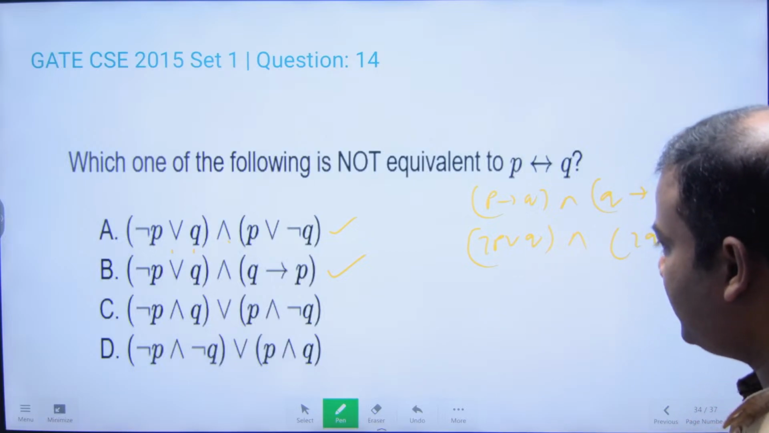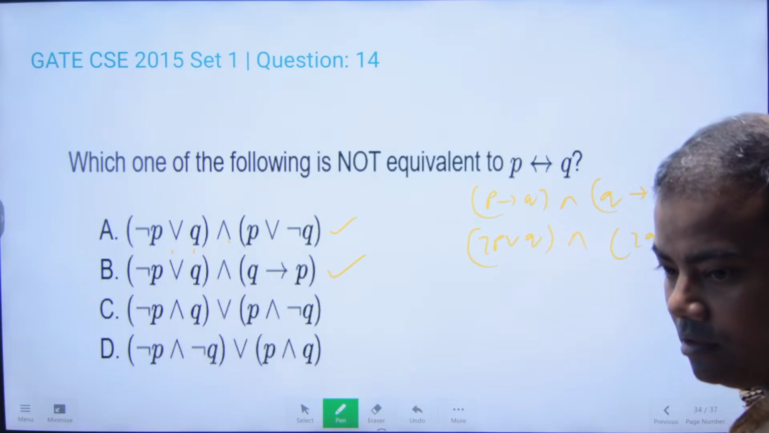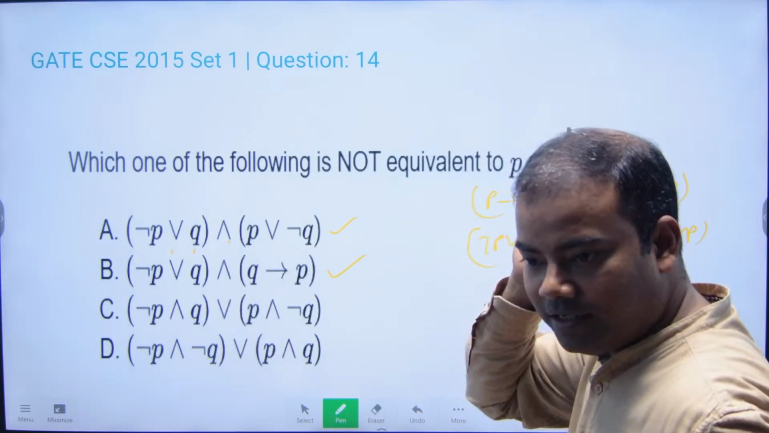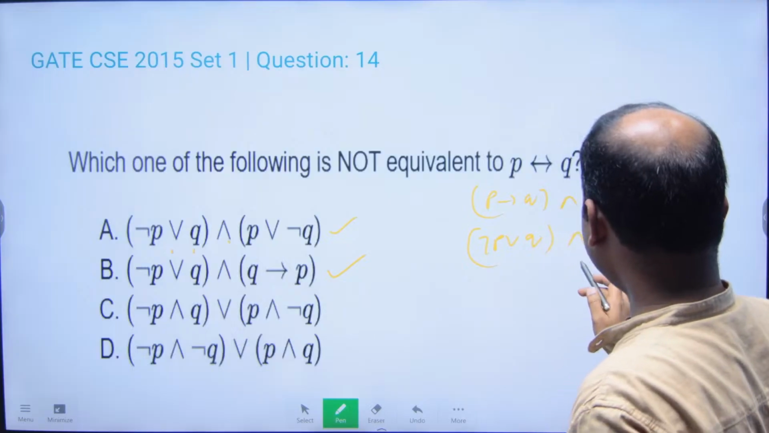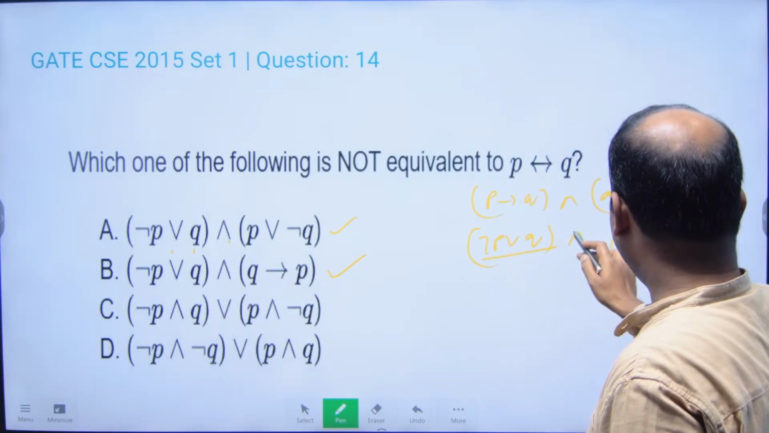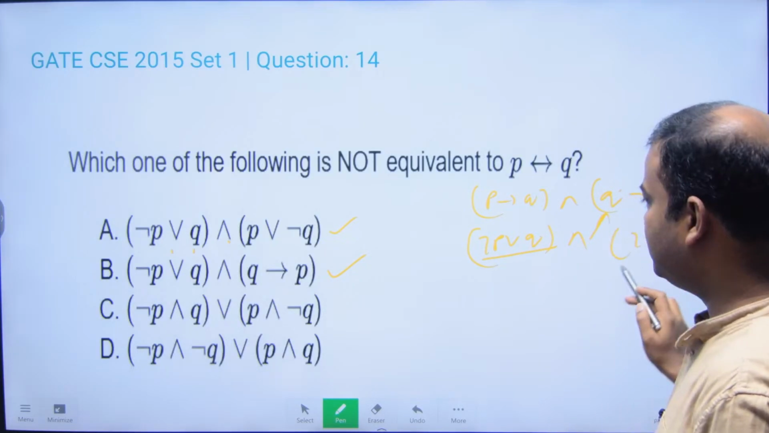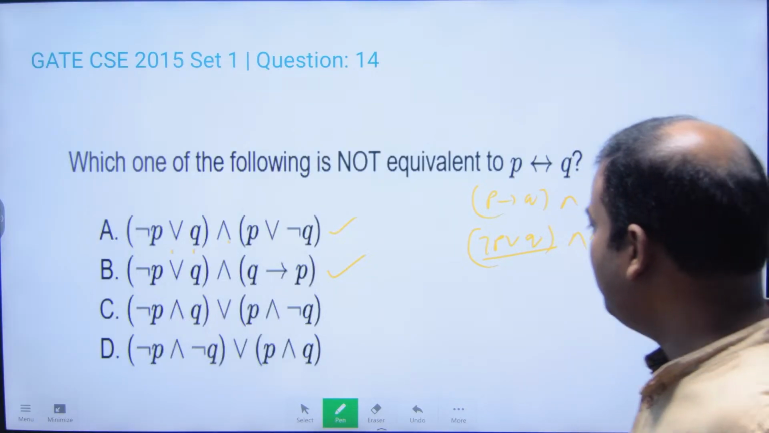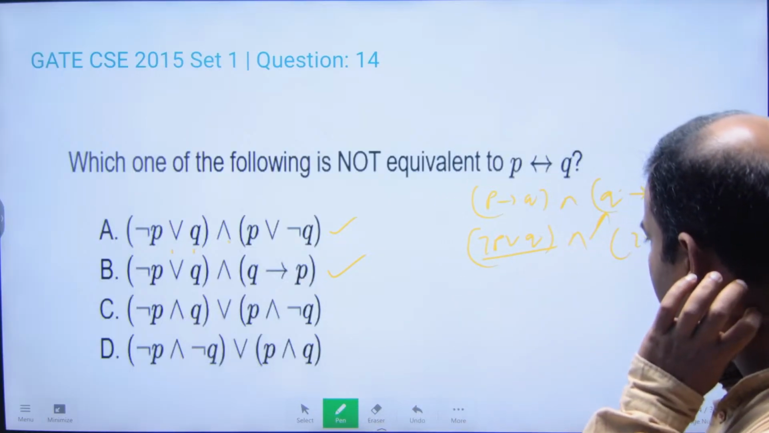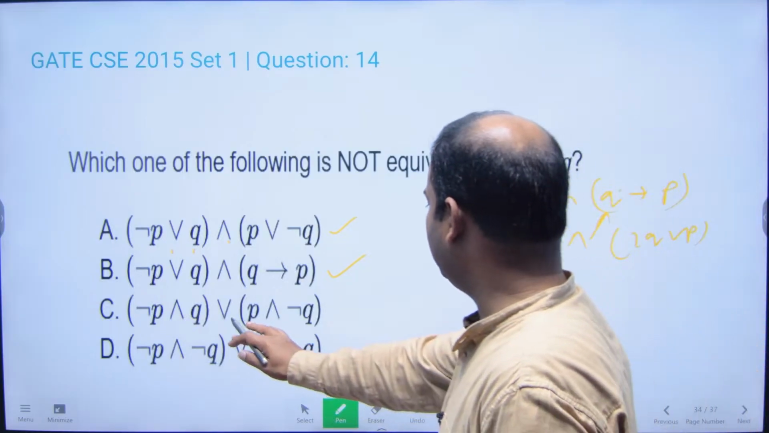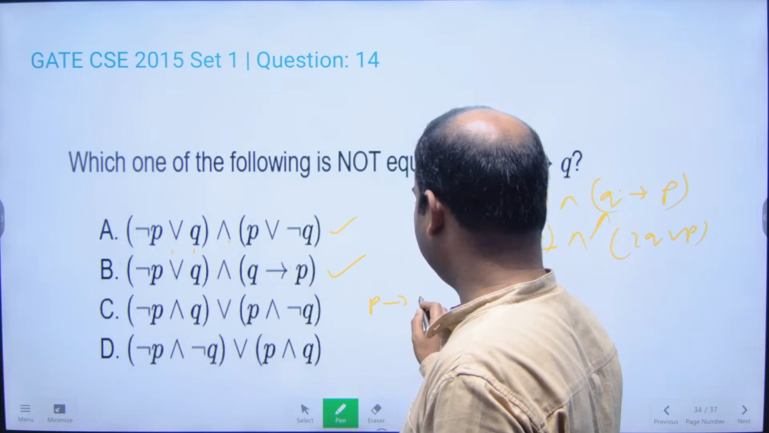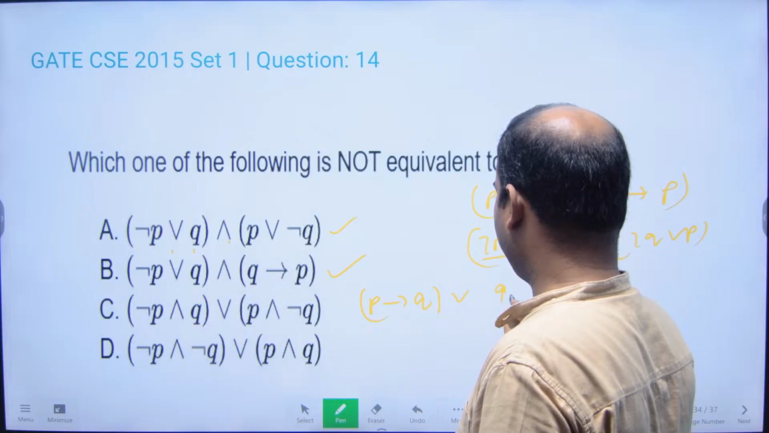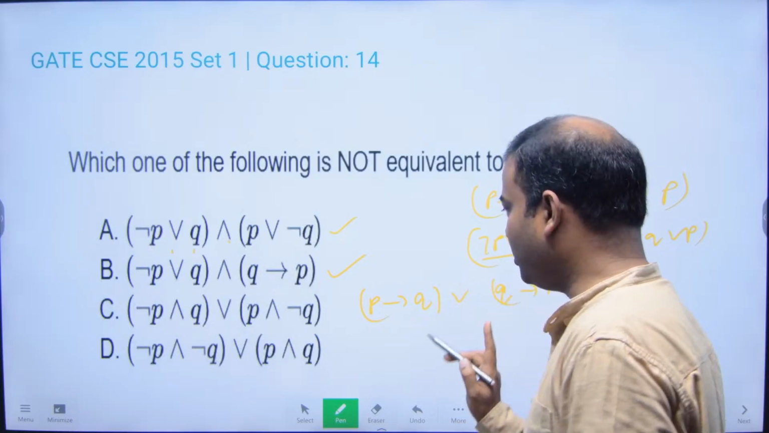So which one is not correct? First one is equivalent. Is it clear? Second is also equivalent. Not P or Q and Q and P. This is this only. Second is also equivalent. What about the third one? Third one is what? If P then Q or if Q then P. This is not same.